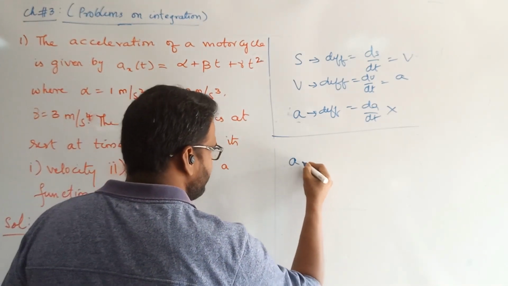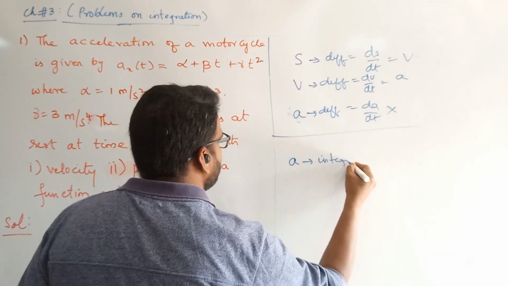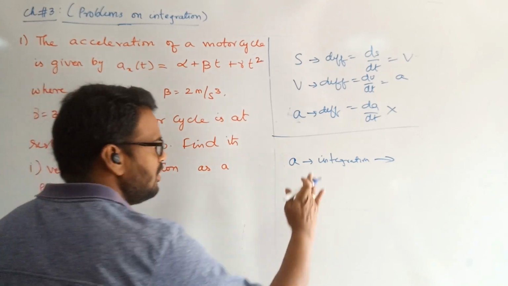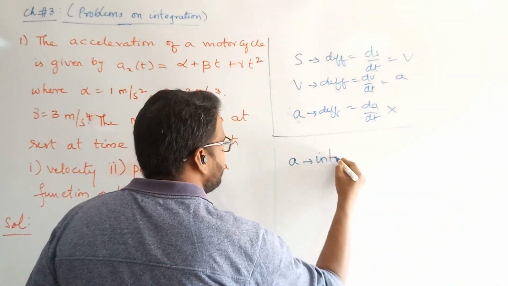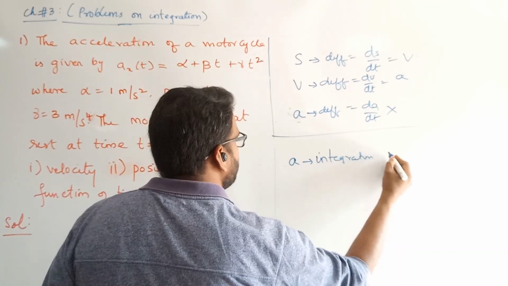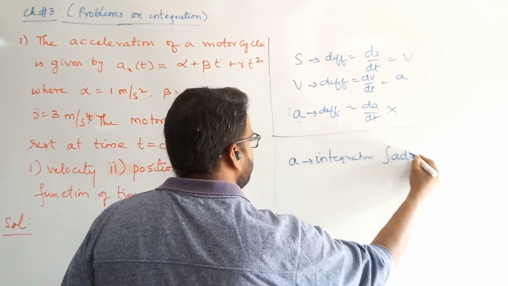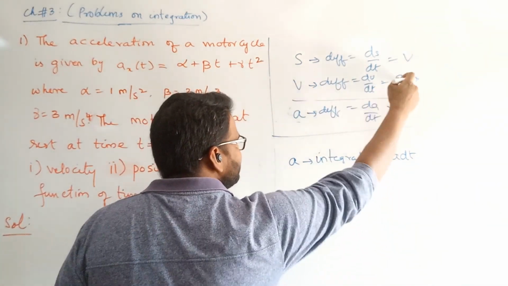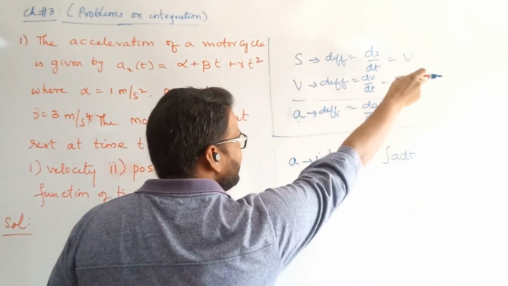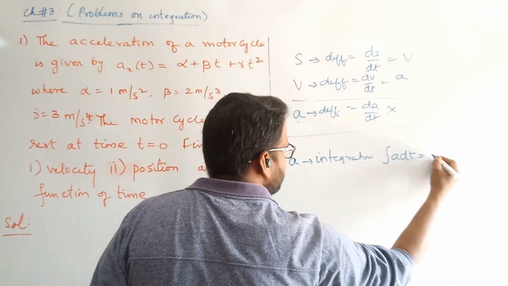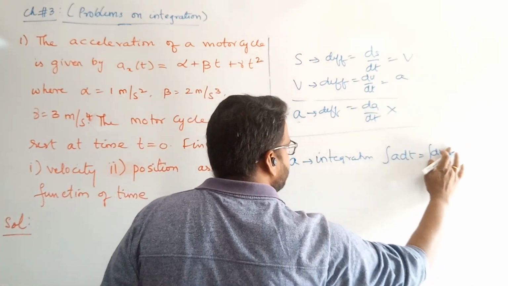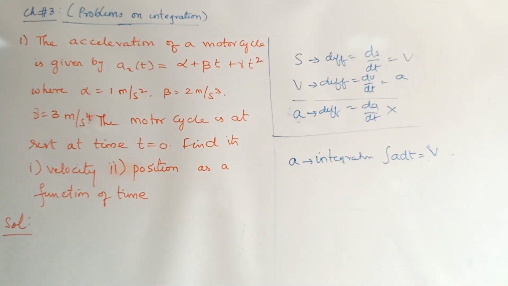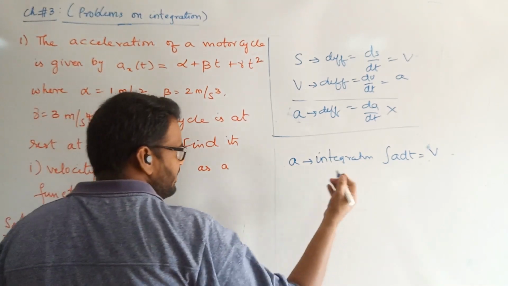Similarly, from a upon integration, if you know the reverse process, right? Acceleration a is dv by dt. Dt is taken to this side, a into dt. You are integrating that. What do you have in the LHS? Integration of dv. Upon integration, you are going to get total velocity. So integration of acceleration one time gives rise to velocity.